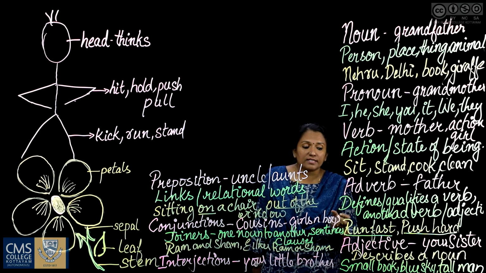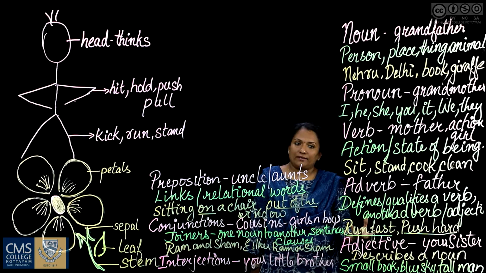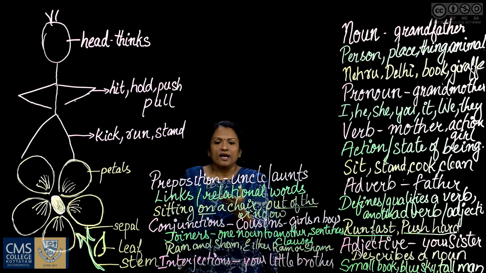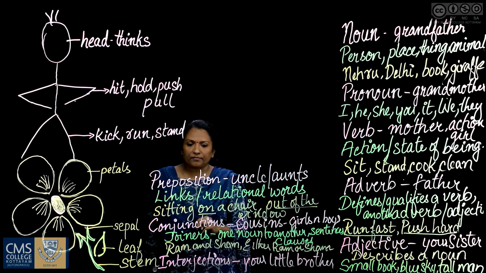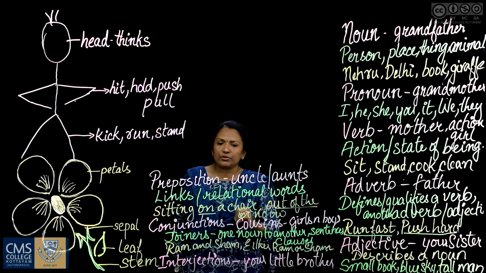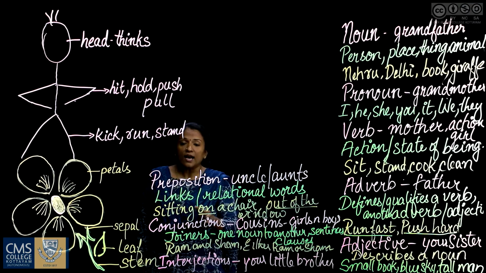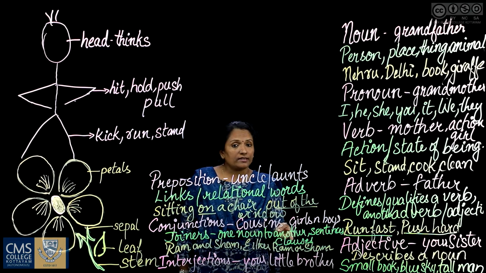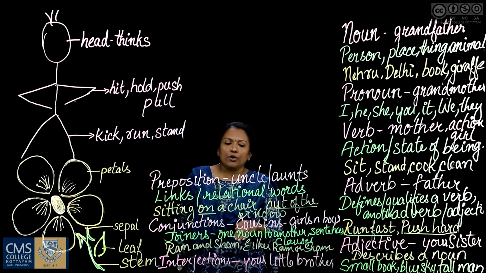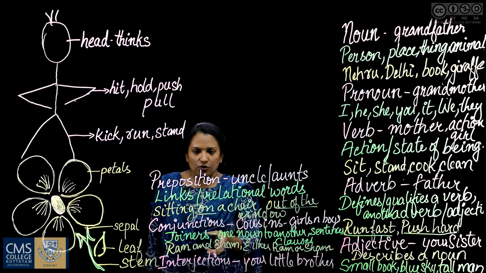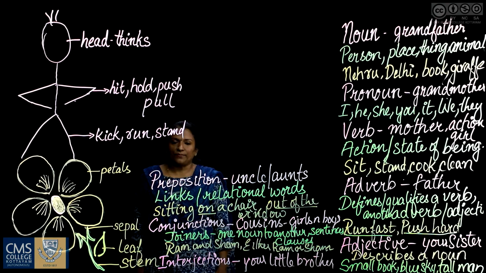You have small books, blue skies, tall men. Prepositions are links or relational words, which establish links between words, between a noun and another action or another word in the sentence: sitting on a chair, out of the window, etc. Conjunctions are joiners or connectors, connecting one noun to another, one clause to another, one sentence to another. And the last are interjections, which are exclamations of joy, pain, disgust, hatred, etc.